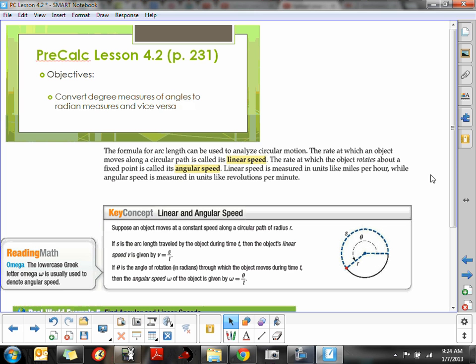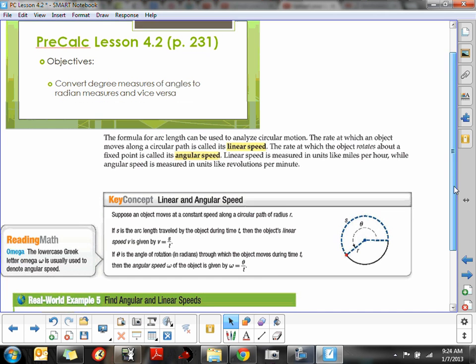So the first one, linear speed, is always some type of linear measurement divided by a measurement of time. And the angular speed is how you measure rotations around a circle, revolutions, rotations, divided by a unit of time. So they got a little key concept here.